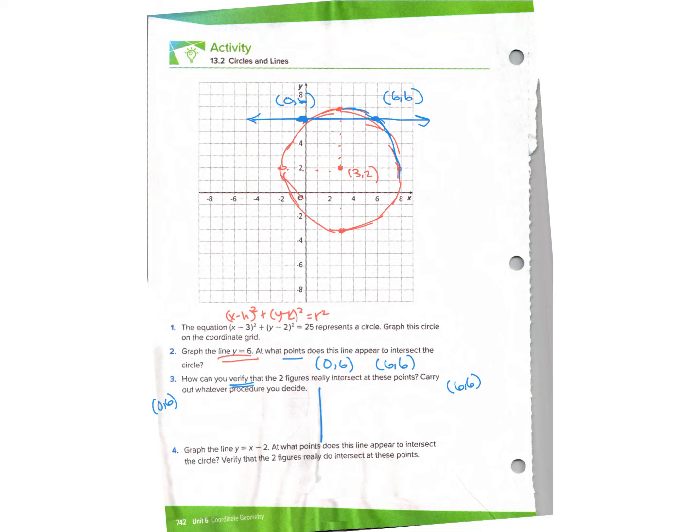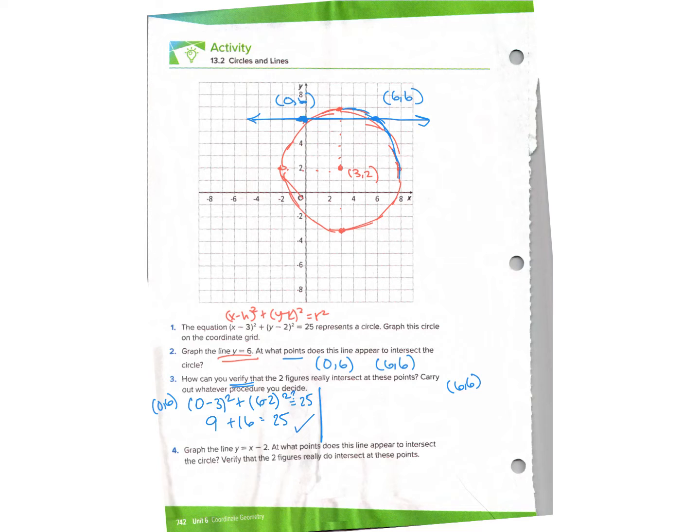Okay, so I'm going to test 0, 6. When I do this, I plug into the equation from number 1, the circle equation. So I plug a 0 in for x, (0 minus 3) squared plus (6 minus 2) squared for y, and I'm trying to see if it's 25. Negative 3 squared is 9, 4 squared is 16. Yes, 9 plus 16 is 25. So 0, 6 is on my blue line, it's on my red circle, it is an intersection point.